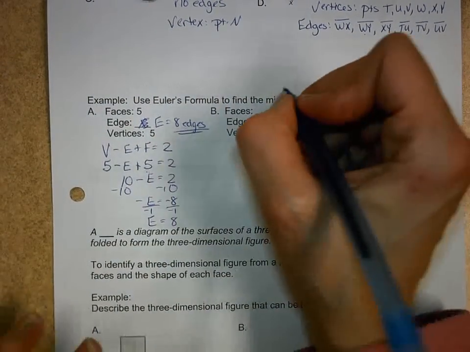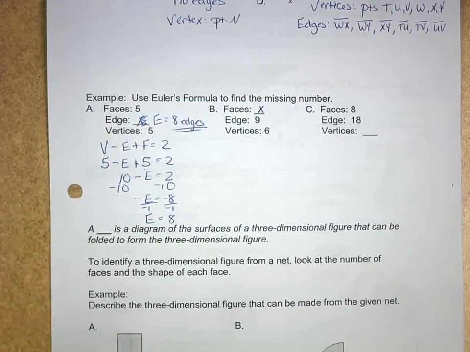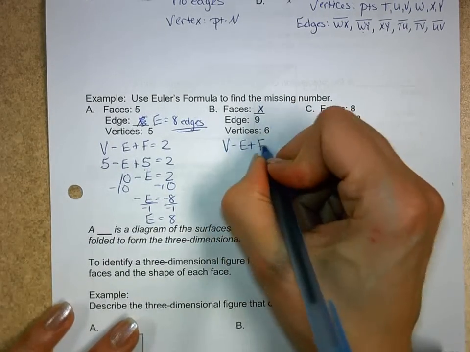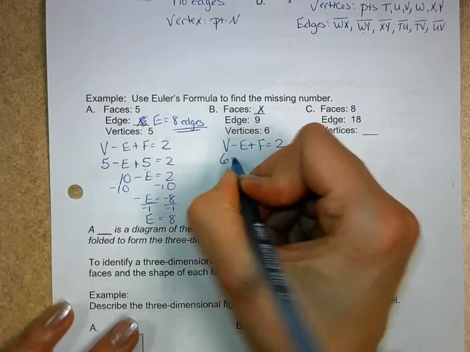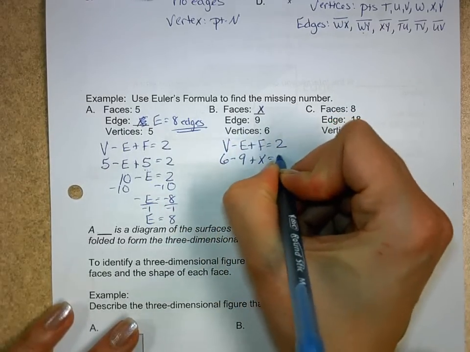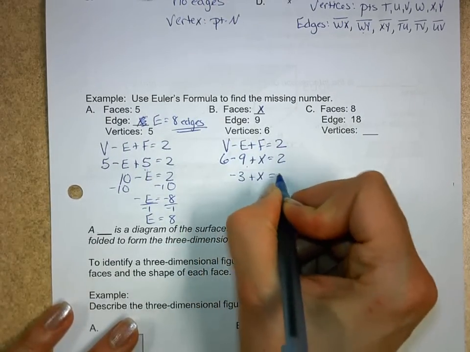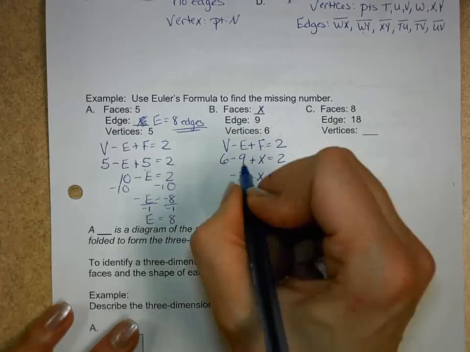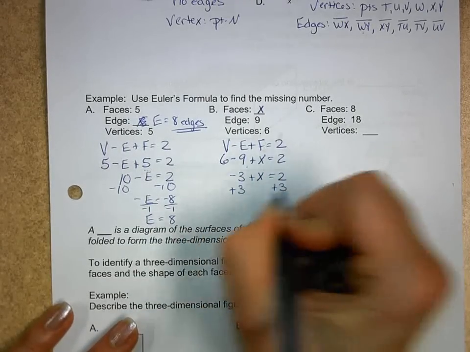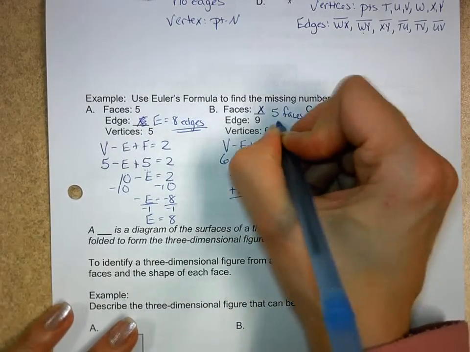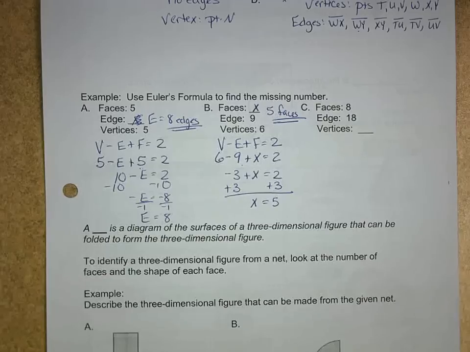Now the next one we're going to have, it's going to be faces, and I'm going to call this one X this time instead of F, but you could put an F in there. My formula for Euler's formula stays the same. The vertices are 6, the edges are 9, the faces are X, and they equal 2. Combine like terms, I get a negative 3 plus X is equal to 2. Now to get rid of that negative 3, remember to move it to the other side, we add a positive 3. So we get X is equal to 5. So that's 5 faces. So that polyhedron would have 5 faces, but it also has 9 edges and 6 vertices.